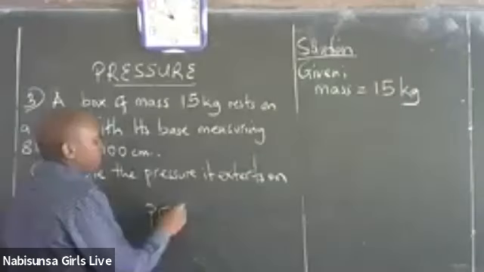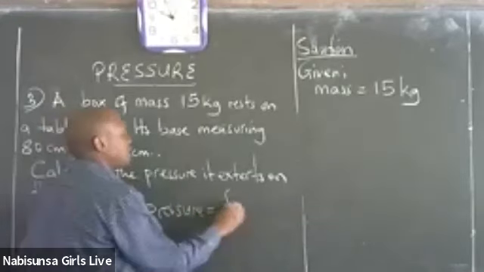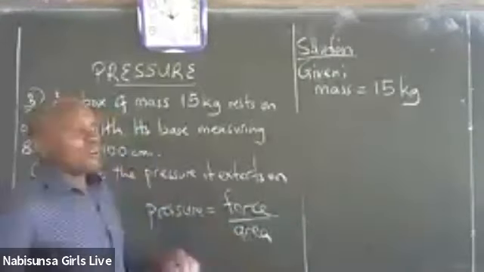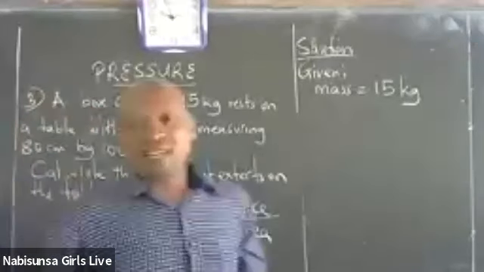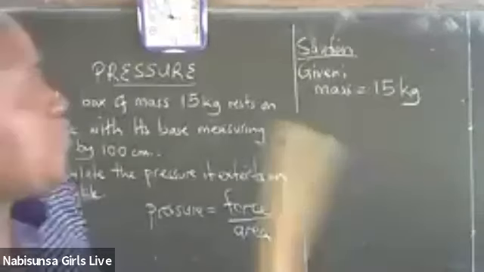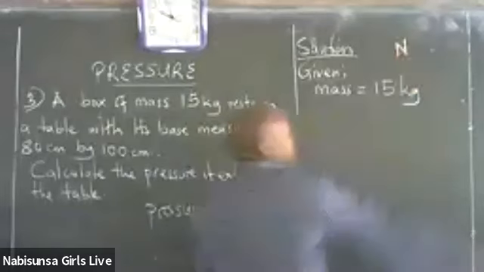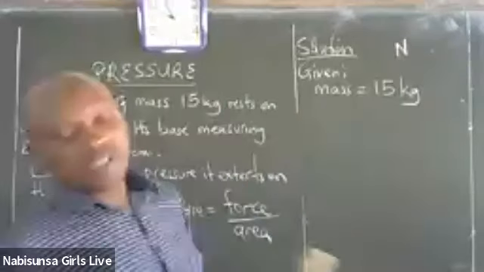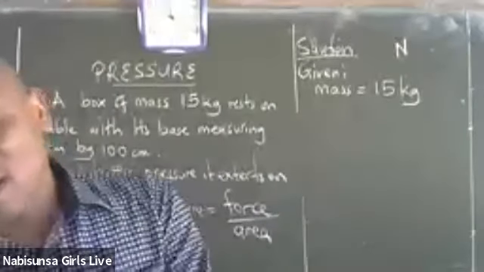What do you pass out of area? Pressure is force out of area. But now in the question, they have given us mass instead of force or weight. If they put units of force, if they put newtons, then that is force, even if they use the word weight. But now they have put kilograms, meaning they have given us mass.